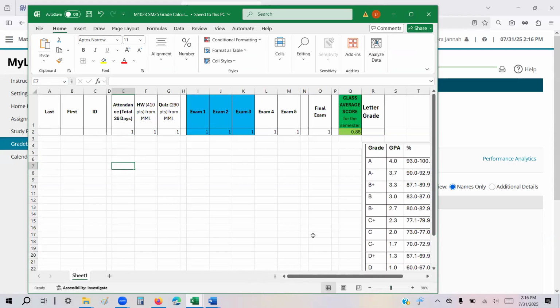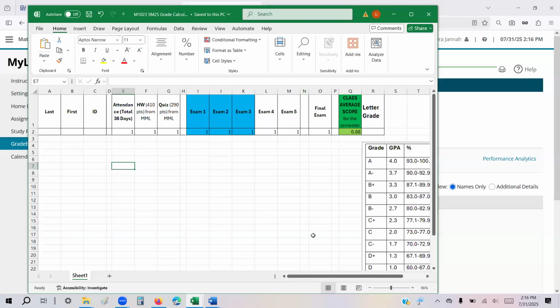Okay, so this is the calculator I posted on Brightspace. So I'm going to show you how to use it. Now, your attendance, including PLTL and lecture, is around 42 or so days. So I'm giving you a few days off, and I'm taking only 36 days, okay, from 42 or so days.